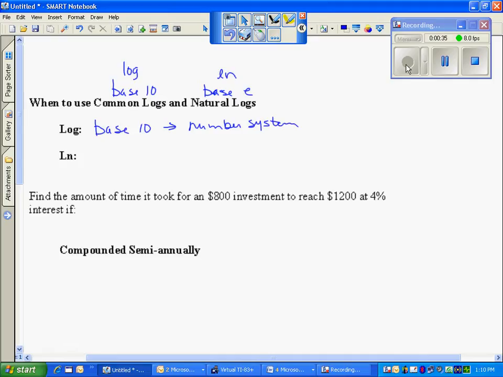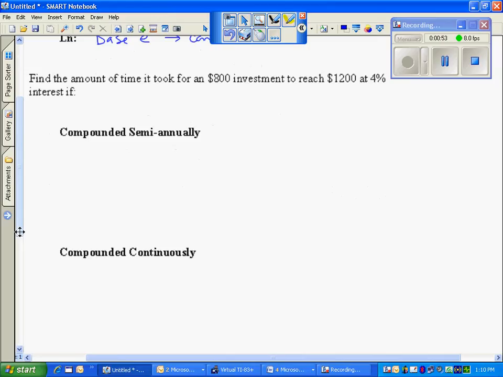And you're going to use natural log when you see anything that has to do with e or the word continuous, because when you compound continuously, that's when e appears, and appears naturally. So if we took a look at these two formulas, semi-annually versus continuously. Semi-annually, I'm going to use that formula for compound interest. And when I see continuously, then I'm going to use that PERT formula.